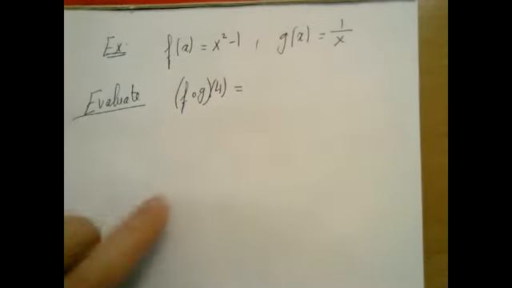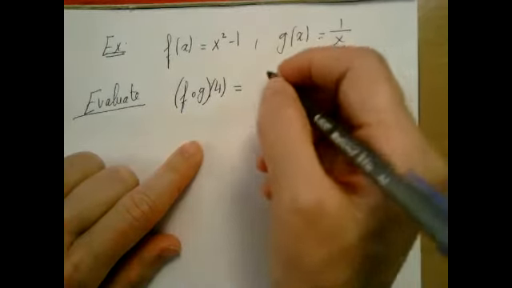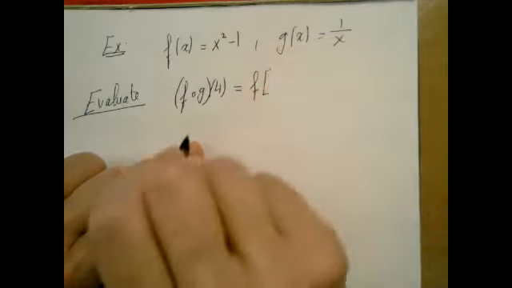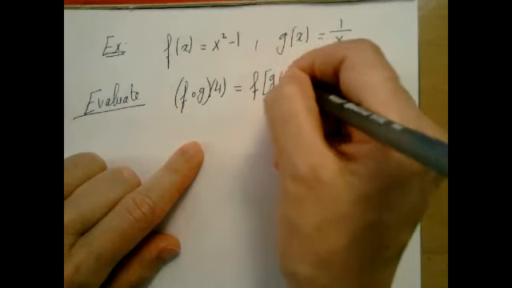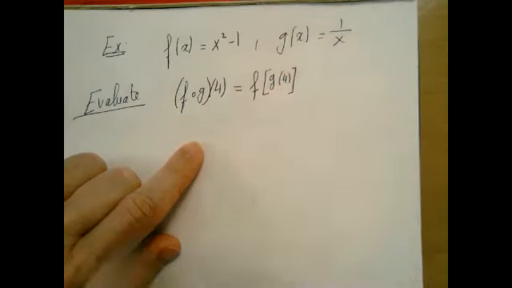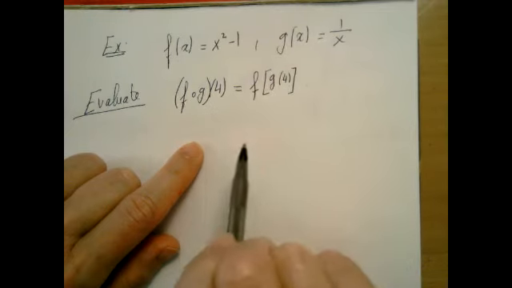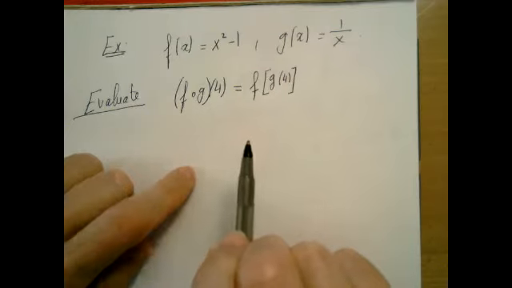Okay, verbatim definition. What's this? It's f of g of 4. It means we start with 4. You compute g of 4, then use g of 4 as an input for f, and you compute f of g of 4.